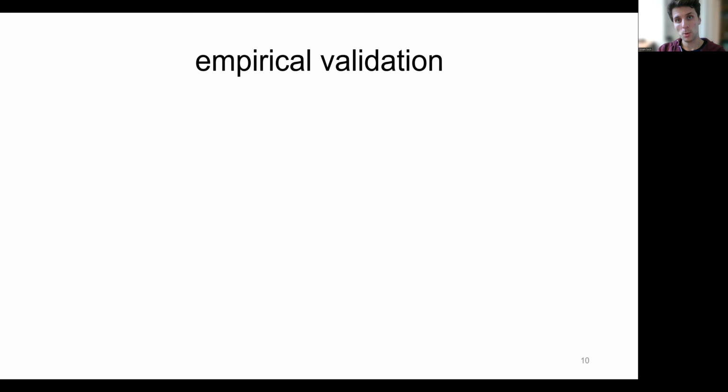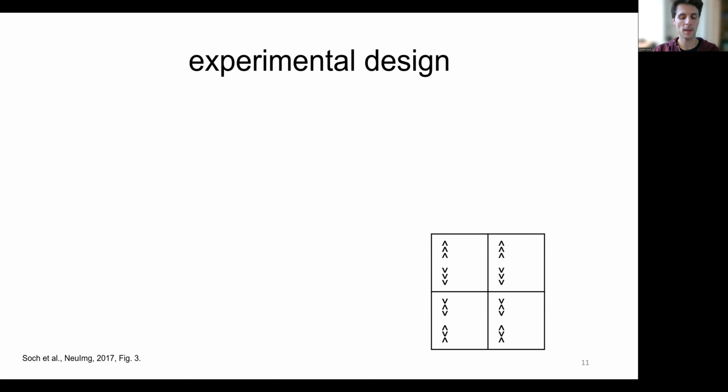For empirical validation, we here used a conflict adaptation paradigm in which subjects were presented with flanker-type stimuli, either congruent or incongruent, and to which different rules had to be applied. So the stimulus-response mapping was either like this, or it was like that.